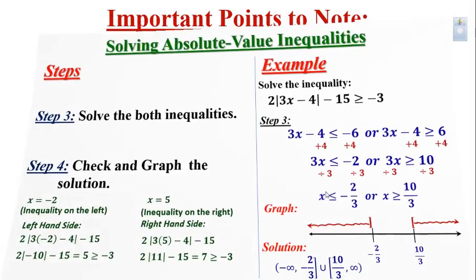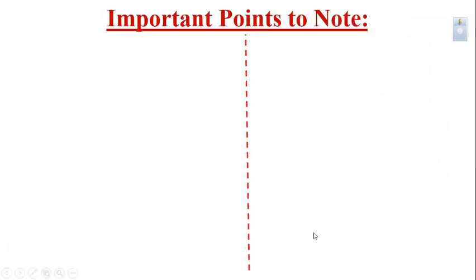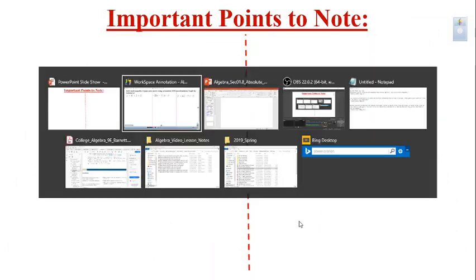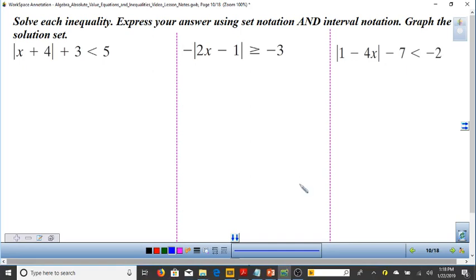All right, let's do a few more examples, and then we'll talk about some important points to remember. Now, in this example, we just simply isolate the absolute value.